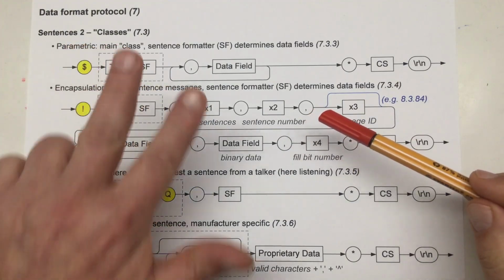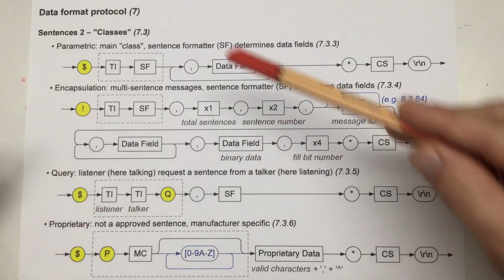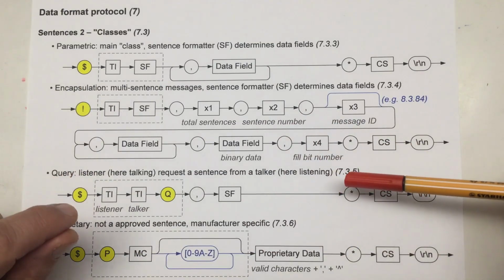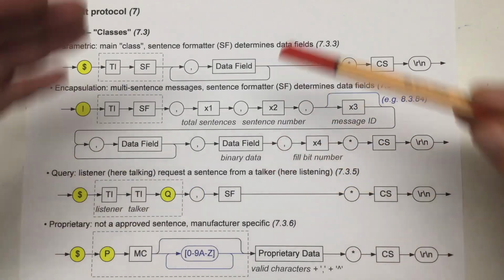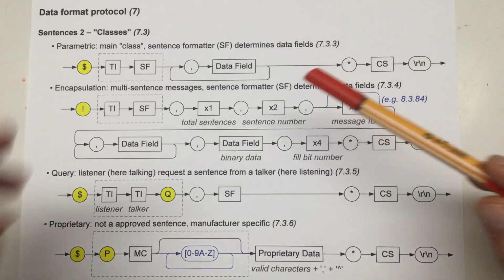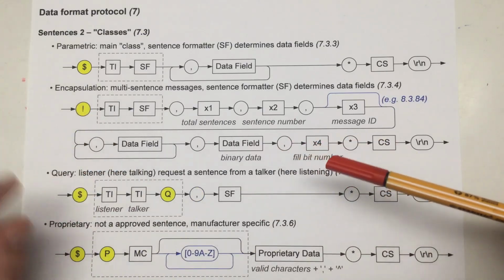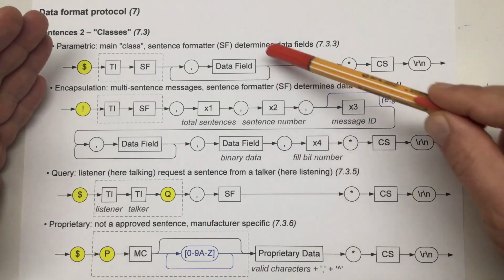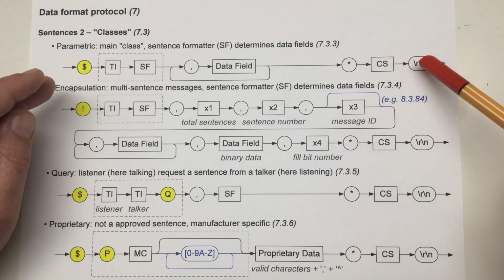Now that we know the 3 types of address fields defined by the standard, we can actually talk about the 4 different classes of sentences defined by the standard. Classes being my terminology, the standard doesn't really have a word for that. Anyway, we have first the parametric messages. These make up the main body of all sentences defined by the standard. And they start with a $, followed by an approved address field, then 1 or more data fields, a star, checksum, and carriage return new line.